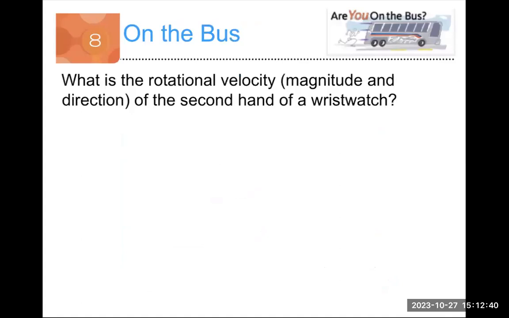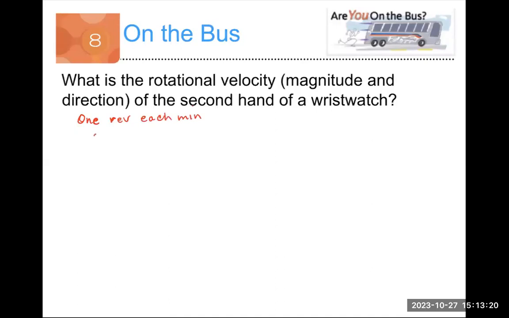So let's look at this problem. You're asked to find the rotational velocity, magnitude and direction, of the second hand of a wristwatch. Think about a wristwatch, not an Apple Watch, an actual watch that has the clock face, not digital. The second hand makes one revolution each minute. It goes around one time every minute.